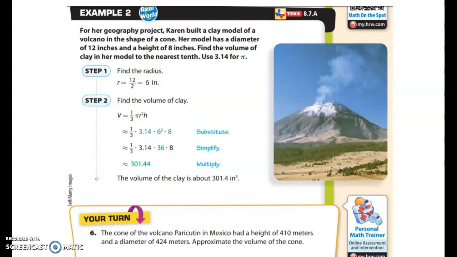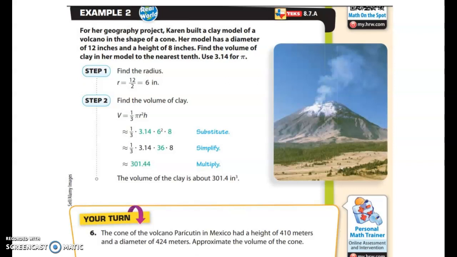So my suggestion, being that you may or may not have the Texas Instruments calculator, which allows you to multiply by 1/3, we also know that multiplying by 1/3 also means that we can divide by 3. So if I were you, I would take 3.14, multiply by 36 times 8, divide that by 3, and that's going to give me approximately 301.44 as my answer. When I round that to the nearest tenth, it'll be 301.4 inches cubed, which is our unit for volume.